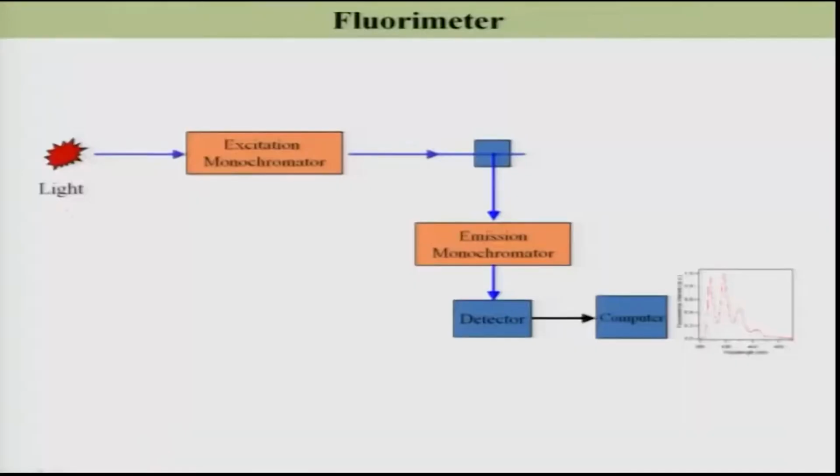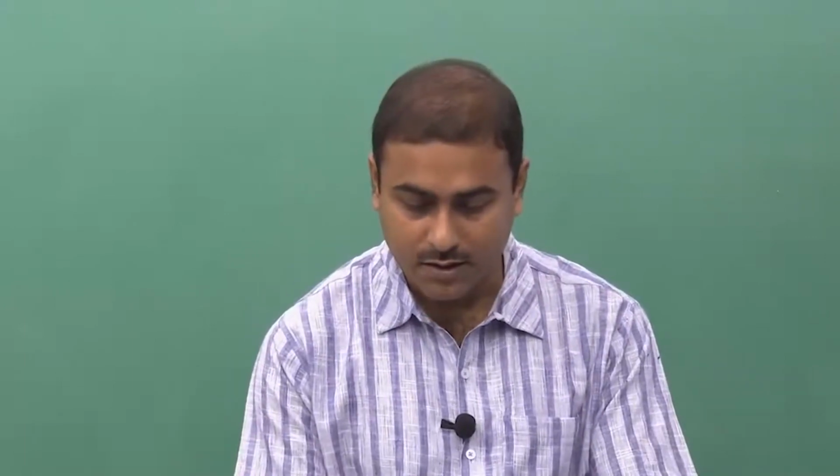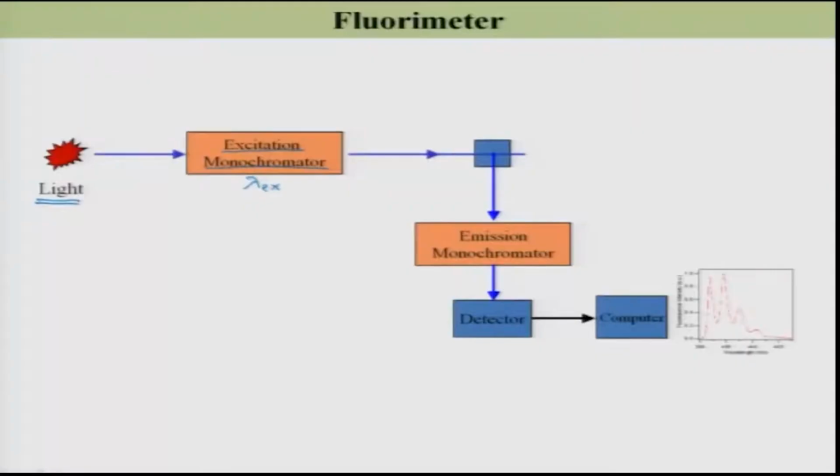In this case, I have this light source that will be used for the excitation of your sample, and then I have this excitation monochromator over here. With this excitation monochromator you can choose your lambda excitation value. Obviously, every molecule will not absorb at the same excitation wavelength, and that depends on the absorption spectra. So this excitation monochromator helps you to choose the proper excitation light wavelength out of the output of this excitation lamp.